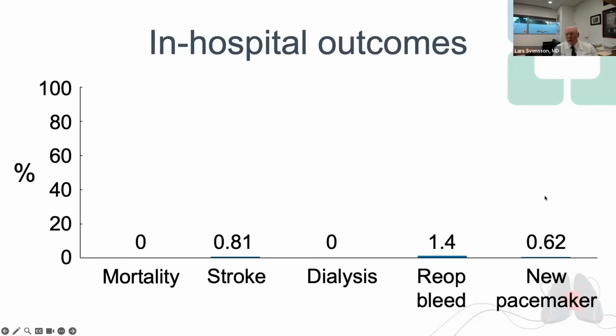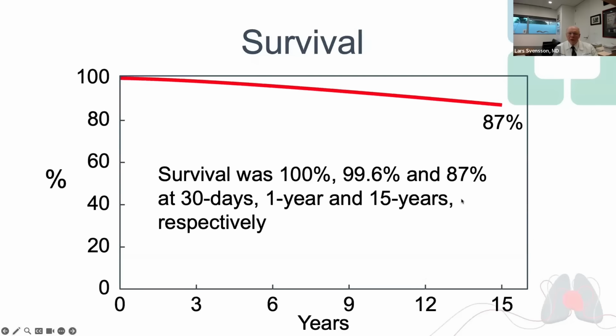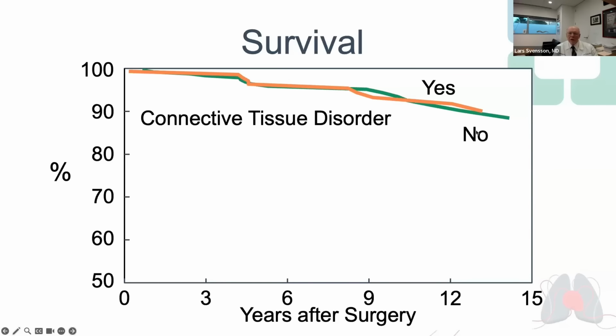So if you compare that with patients who have ventral operations, in other words, have the valve replaced, that usually is about 2% to 3%, and a low stroke risk in this series. Survival at 15 years is 87% of patients are alive. No difference with survival with connective tissue disorders.